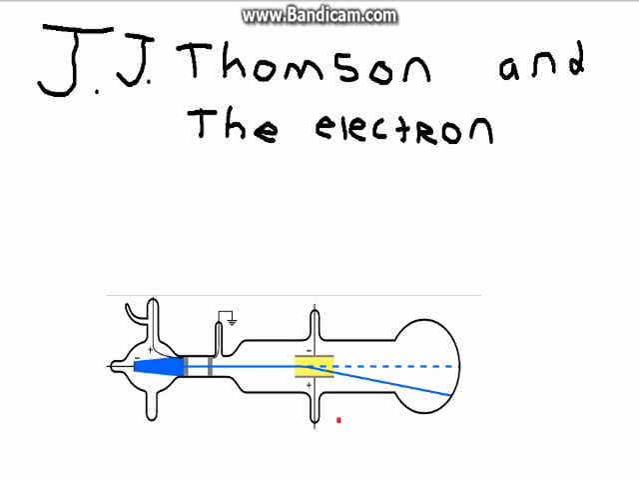The fact that the cathode ray is deflected in a magnetic field indicates that it is composed of charged particles. Because the cathode ray is deflected towards the positively charged plate by an electric field, the particles in the ray must have a negative charge.